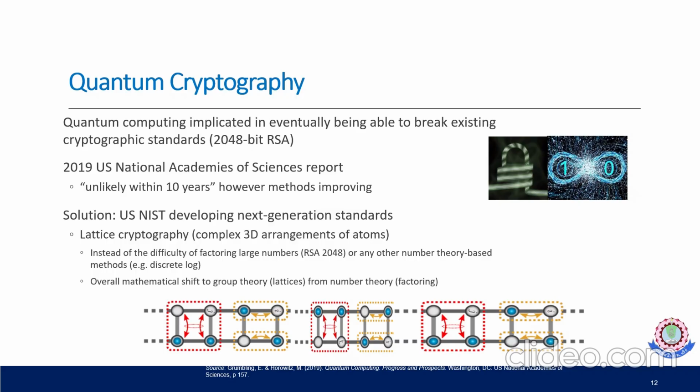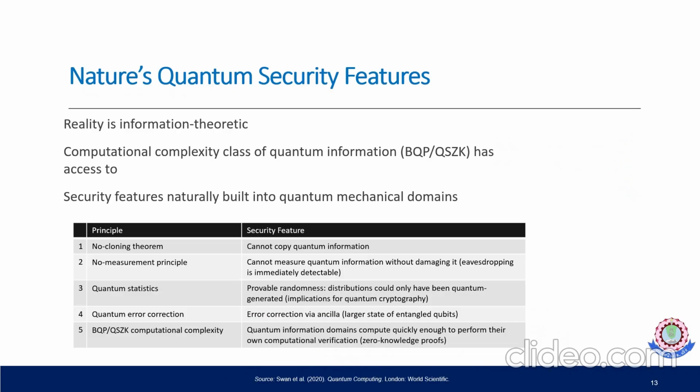RSA. The 2019 US National Academies of Science report says this is unlikely within 10 years, however, these methods will improve. Lattice cryptographic methods, in terms of complex 3D arrangements of atoms, are going to produce the same. So, nature's quantum security features.